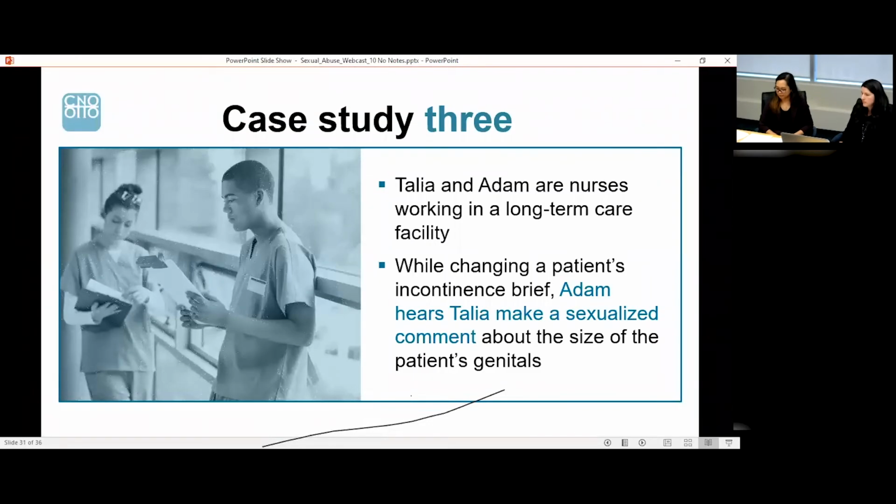Here's the third case study. Talia and Adam are nurses working in a long-term care facility. While changing a patient's incontinence brief, Adam hears Talia make a sexualized comment about the size of the patient's genitals.